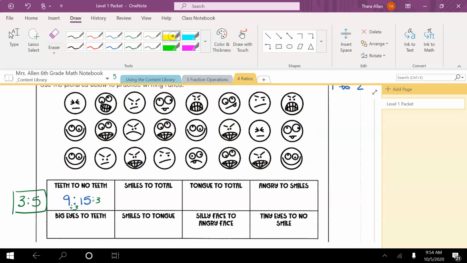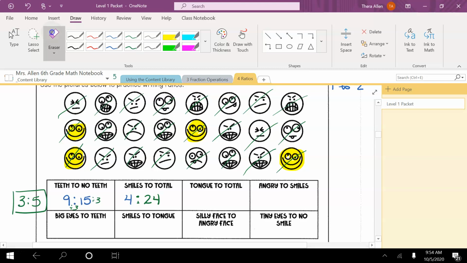Okay, smiles to the total. So let's go through and count the smiles. 1, 2, 3, 4. 4 smiles. And then the total. When I'm counting the total, I actually include those smiles as well because they're part of the total amount of faces. 1, 2, 3, 4, 5, 6, 7, 8, 9, 10, 11, 12, 13, 14, 15, 16, 17, 18, 19, 20, 21, 22, 23, 24. And the total is 24.